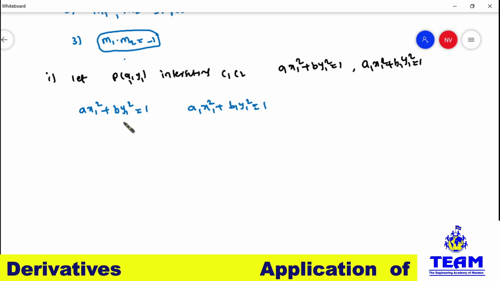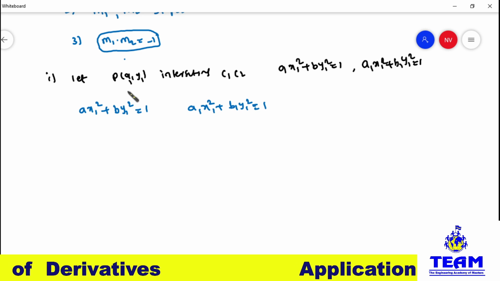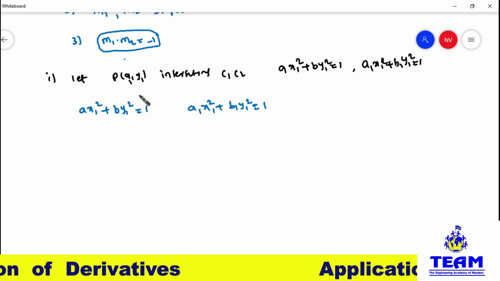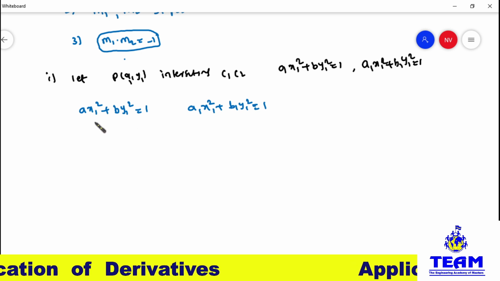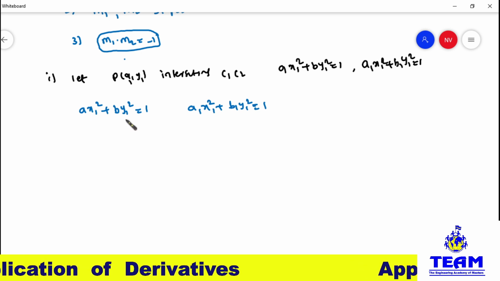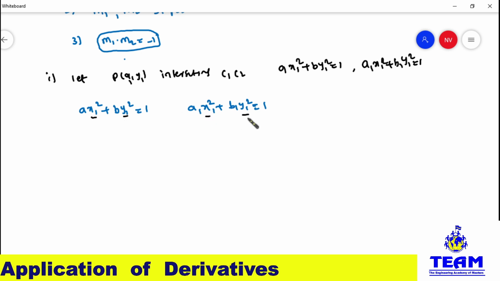Friends, now we have to find out the intersecting point. For that, we have to solve for x1 and y1. Okay, friends, here you have two curves. Those two are similar curves. Now here, a common term what you have, we need to find x1 square and y1 square. Actually x1 y1 only. Here also you have x1 square, y1 square.